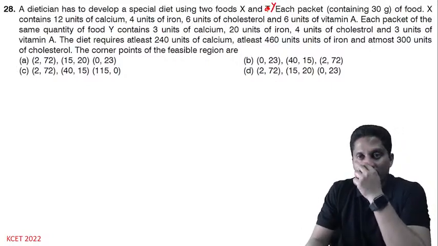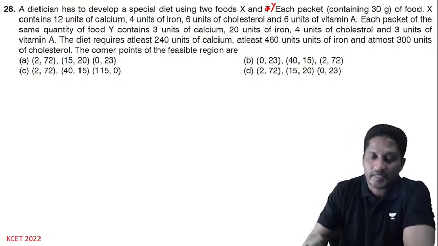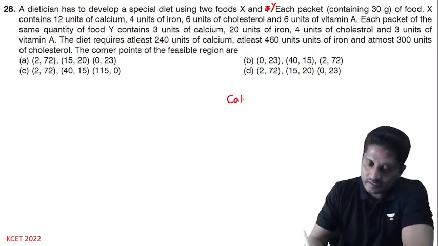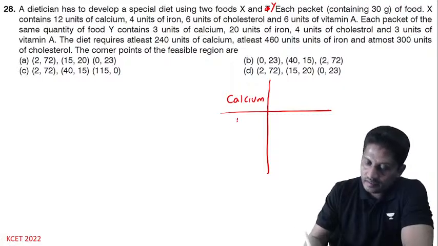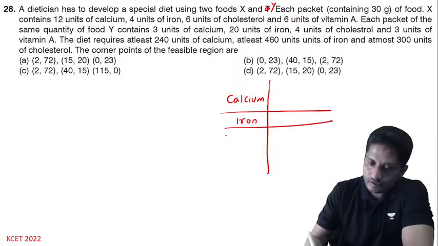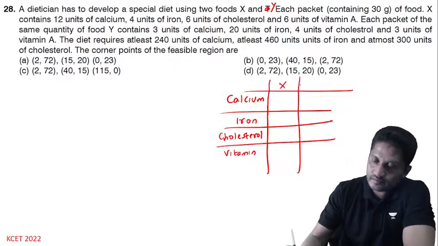Each packet containing 30 grams of food X contains 12 units of calcium. So let me take it like this: this is calcium, and then iron, cholesterol, and then vitamin A. Let's say this is food X and food Y.